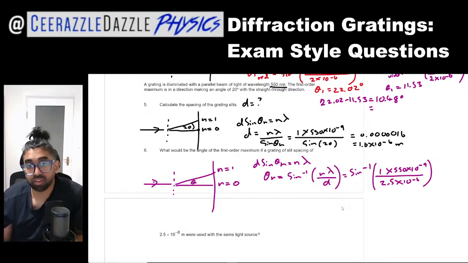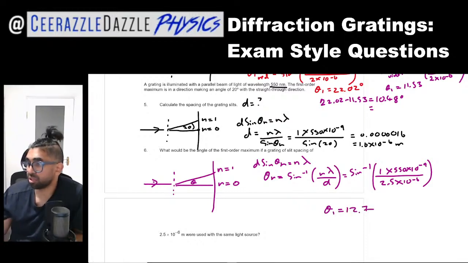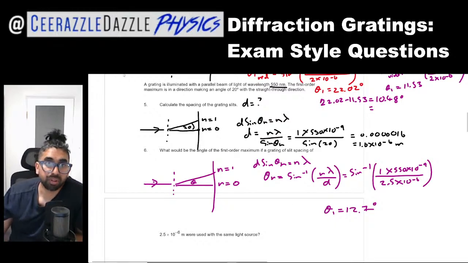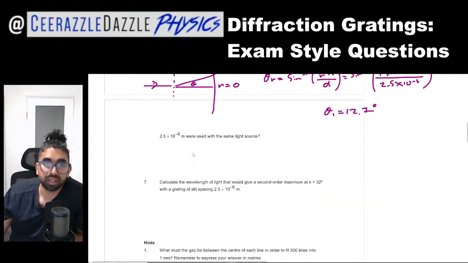I'm going to get 12.7. So obviously this is theta 1, and theta 1 for this one is going to be 12.7 degrees. Let me just check my answer if it's correct. Yes, it's 12.7 degrees. Very good. Excellent stuff. Okay, the next one. Let's scroll down. It's going to be 7.